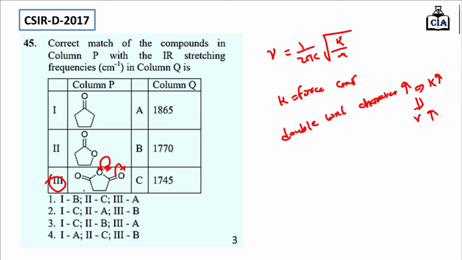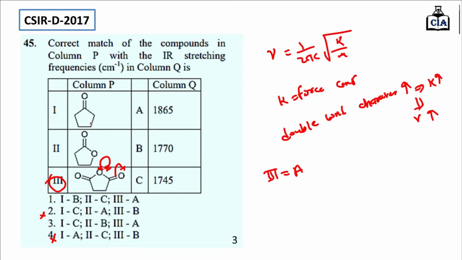As a result, this compound third will have the higher IR absorption. So IR absorption for this compound third is equal to this A, that is 1865. So just look at the options: which option has compound third as A, that is first and third. So option 4 and second are incorrect.